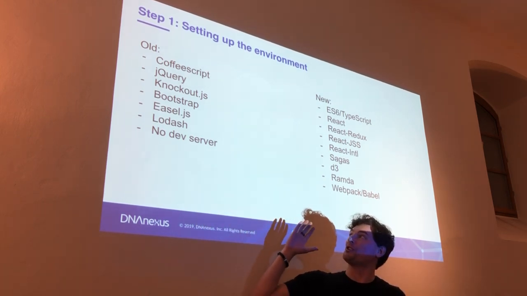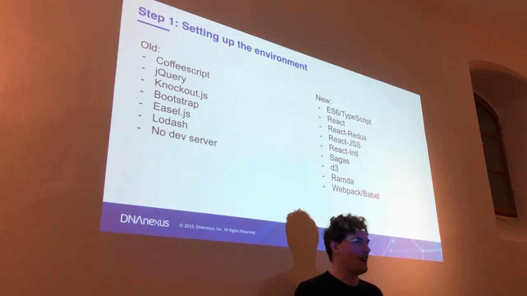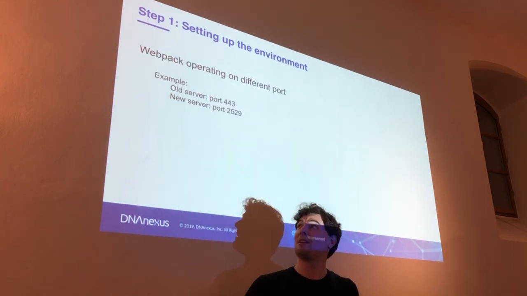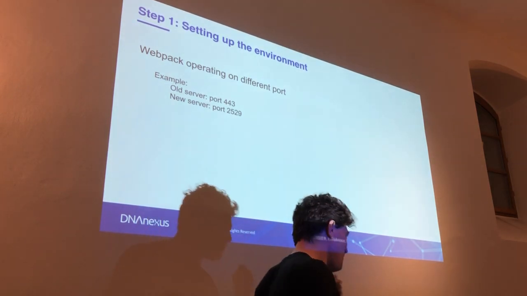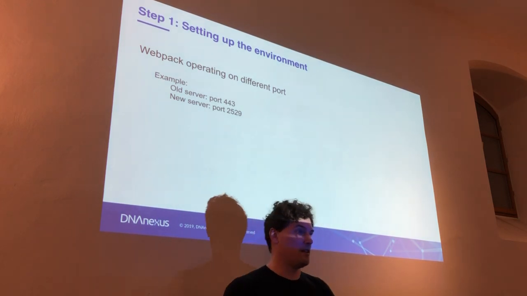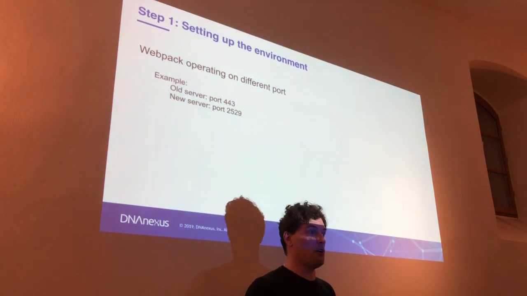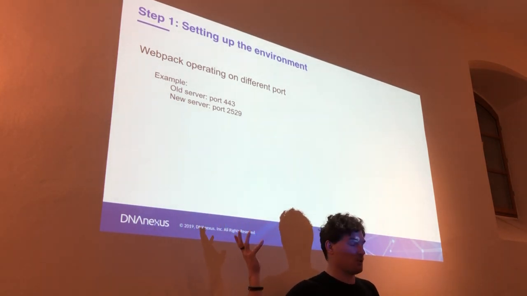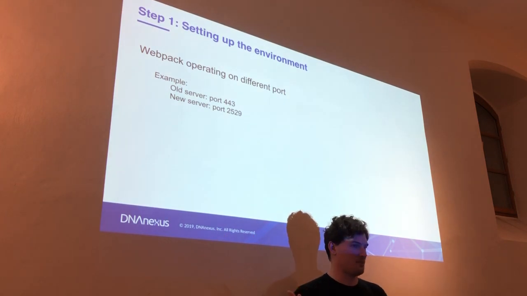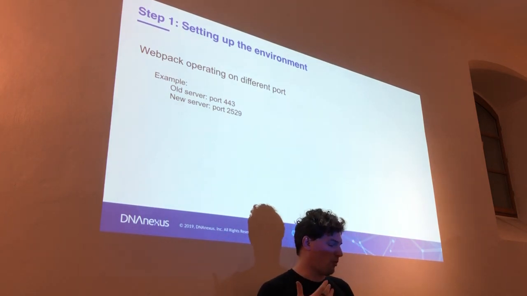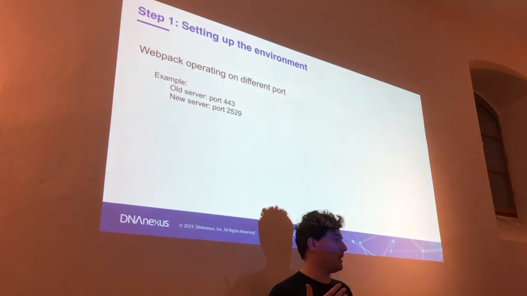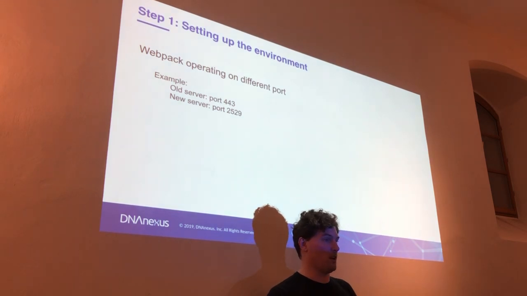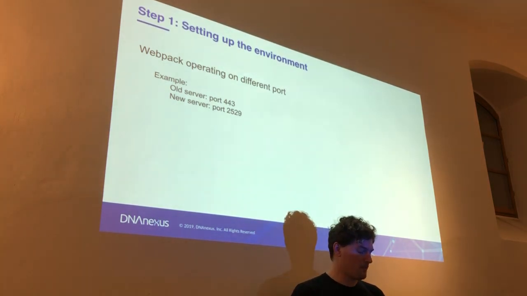So how do we actually reconcile these two things? Let's go to step one, which is setting up the environment. You have your old application running. In our case, we're serving straight up HTML through Nginx. We have that running on port 443, which I'm sure you will all recognize as the HTTPS port. For your dev environment, you'll need to set up a server on a new port to make sure that you can have the new code running without interfering with the old code.